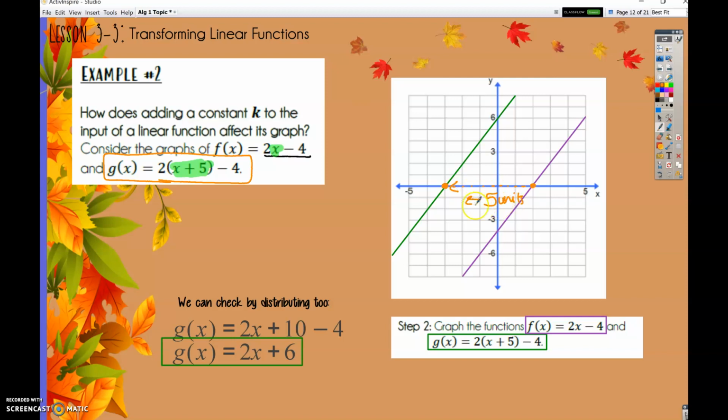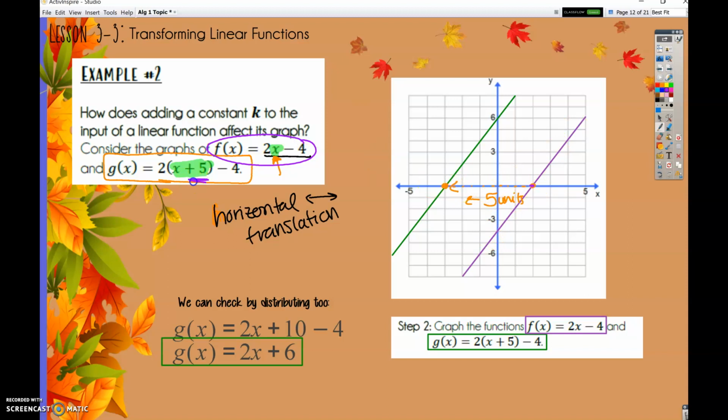So since it moved back to the left 5, we can see that anytime we change our input, whatever number we add or subtract to x, it will do a horizontal translation. So horizontally, we'll move it left and right. Now notice though, our purple line was the original one graphed over here. This was our original y equals 2x minus 4. When I graphed that, that was the purple line. Now it moved to the left 5.